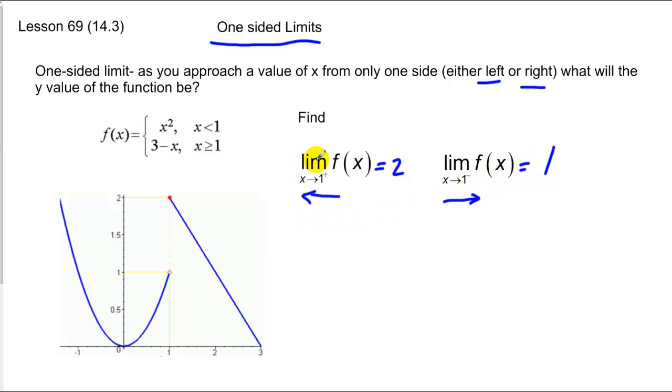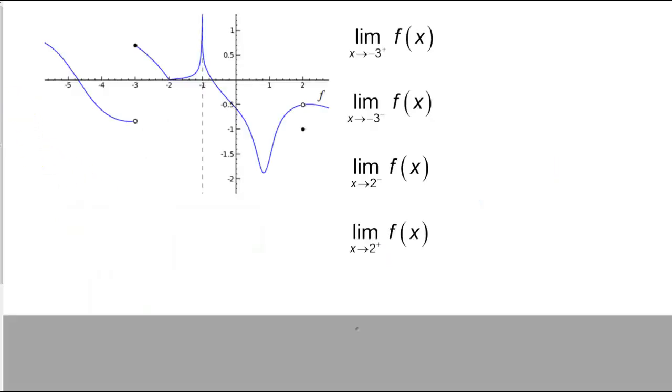In our initial understanding of limits, this function wouldn't have a limit as we approach 1. But because we're allowed to approach from either side and do a one-sided limit, we have values for the limit of this function now. Let's do another one. So I want to find all of these one-sided limits.